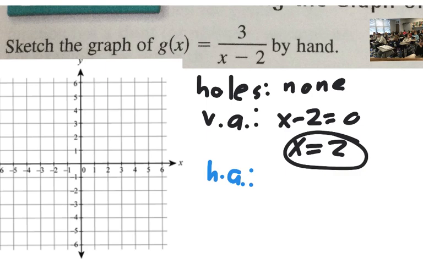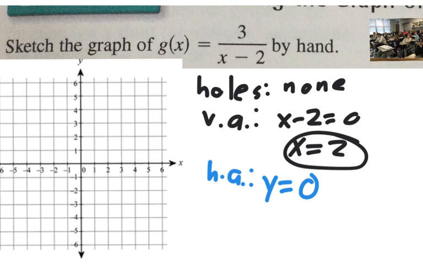So I'm going to compare the degrees of the numerator and denominator. The degree of the numerator is 0. There is no x raised to a power. The degree of the denominator is 1. So since the degree of the numerator is less than the degree of the denominator, I have a horizontal asymptote at y equals 0. Okay? Those are the new things that we learned.